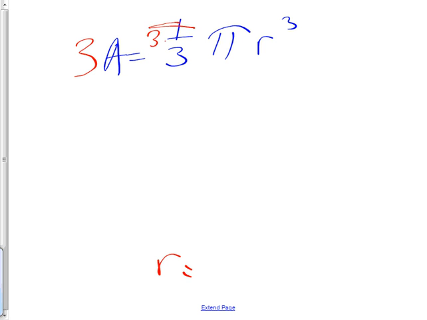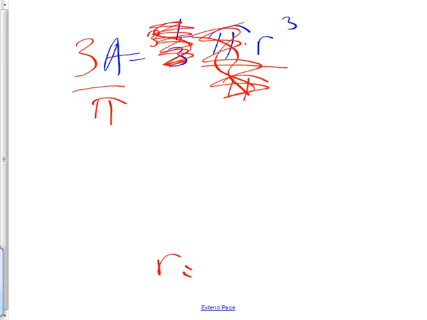Why was that smart? No fraction anymore. 3a equals pi r cubed. Now, is r alone yet? No. So next time we get rid of the pi. Divide by pi. Divide by pi. Why? Because it's attached with a times. So now that's gone. R cubed is equal to 3a over pi. I'm getting close. Does anybody remember how to get rid of a cubed? Yes.